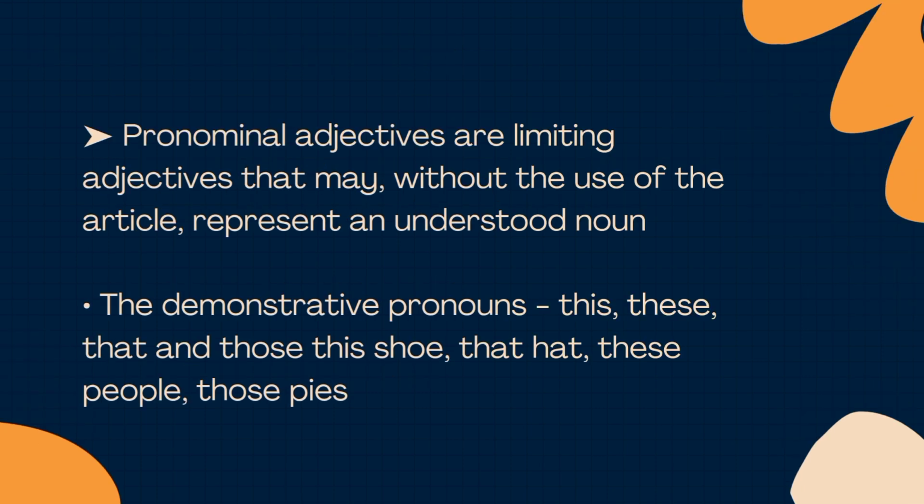Pronominal adjectives are limiting adjectives that may, without the use of the article, represent an understood noun. They can stand alone without the need of an article a, an, or the, and they represent an understood noun. Demonstrative pronouns: this, that, these, and those. Demonstrative pronouns are words that point to specific nouns or groups of nouns. Example: this shoe, that hat, these people, those pies. So, they point out specific nouns.